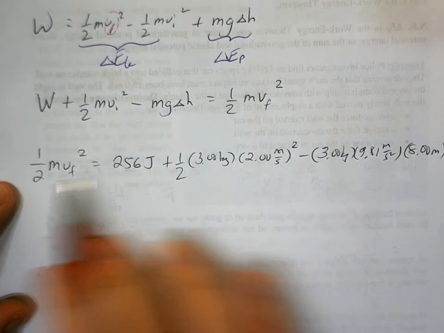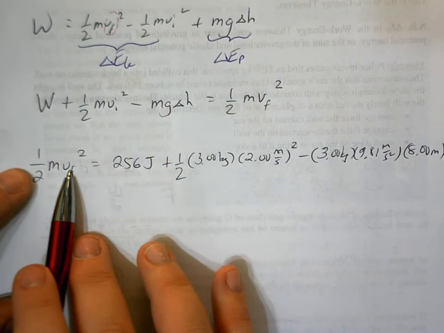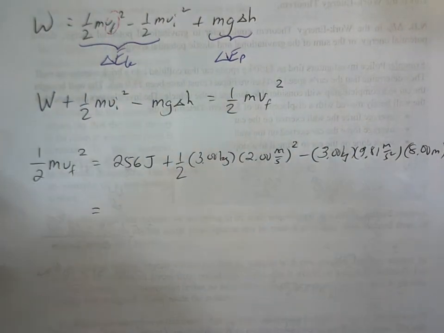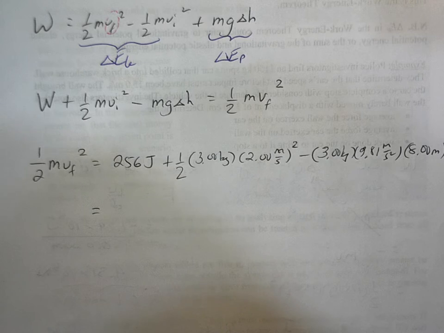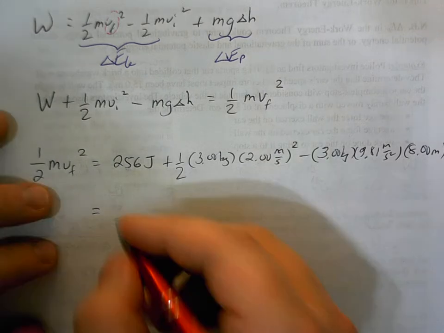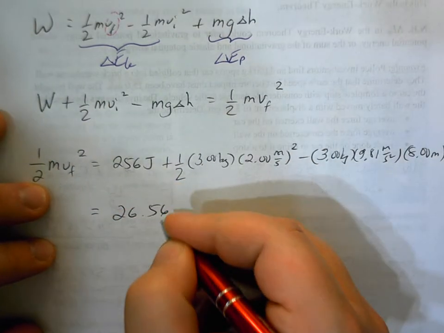How you want to do this, if you want to rearrange this whole thing for v f and solve, go for it. There's no preferred way to do it. Sometimes it's easier to break things up into chunks, but again, it's your call on this one. So let's see what we get here. I'm going to get about 26.56 joules.